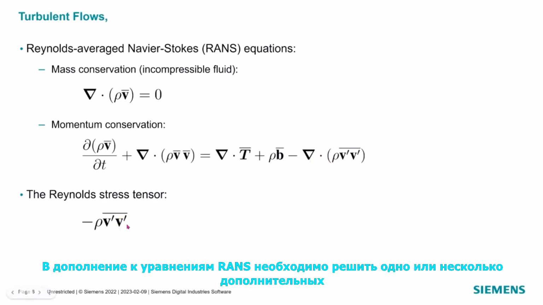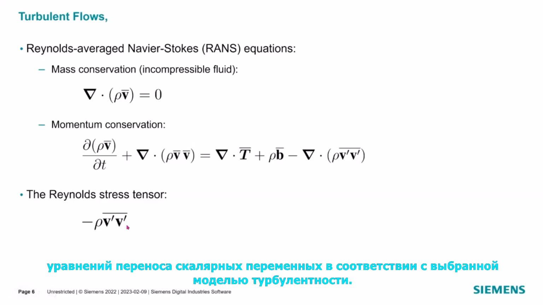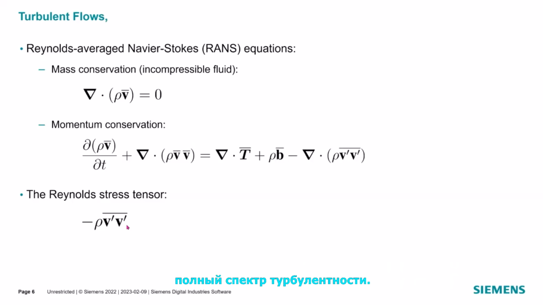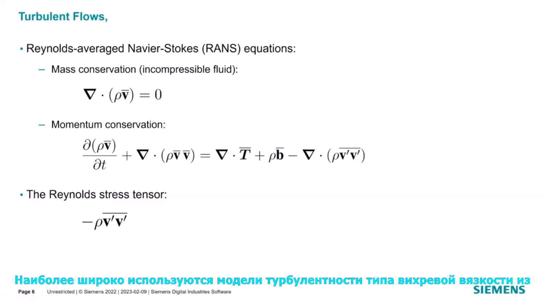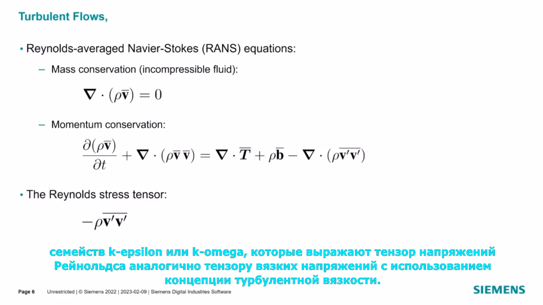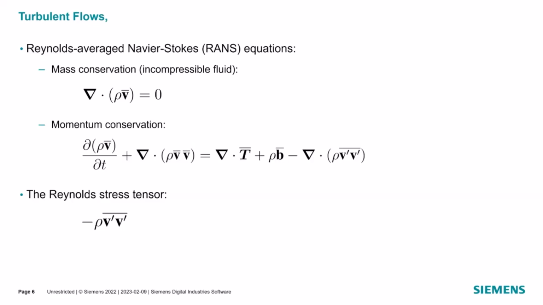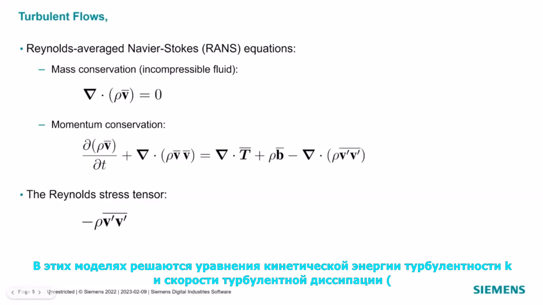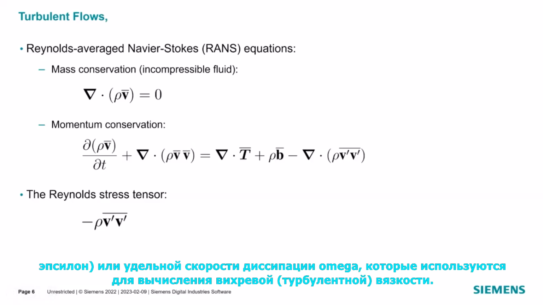In addition to RANS equations, one has to solve one or more additional transport equations for scalar variables according to the chosen turbulence model. The RANS equations do not resolve any of the turbulent fluctuations. The complete turbulence spectrum is modeled. Most widely used are eddy viscosity types of turbulence models from the K-epsilon or K-omega families, which express the Reynolds stress tensor analogously to the viscous stress tensor using the concept of turbulent viscosity. In these models, one solves equations for turbulent kinetic energy K and either turbulent dissipation rate epsilon or specific dissipation rate omega, which are used to compute the eddy or turbulent viscosity.